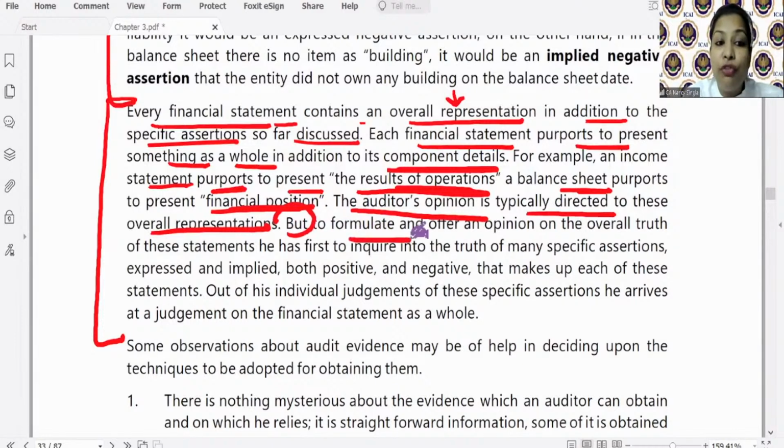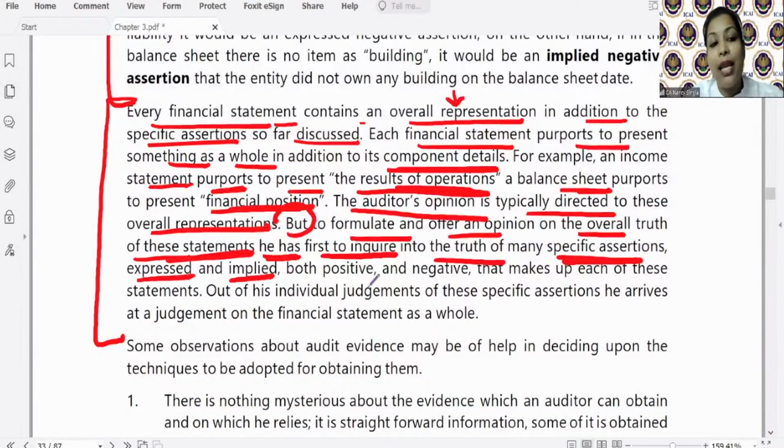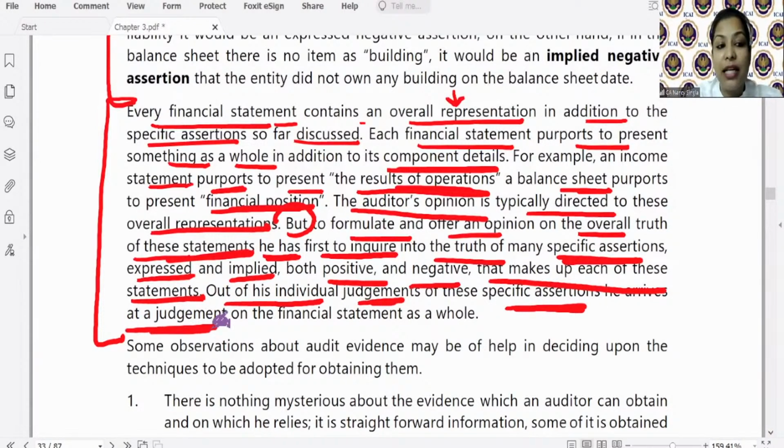But to formulate and offer an opinion on the overall truth of these statements, P&L and balance sheet, auditor has first to inquire into the truth of many specific assertions expressed and implied, positive and negative, that makes up each of these statements. Out of his individual judgments of these specific assertion, he arrives at a judgment on the financial statement as a whole. देखो अब समझ आया?